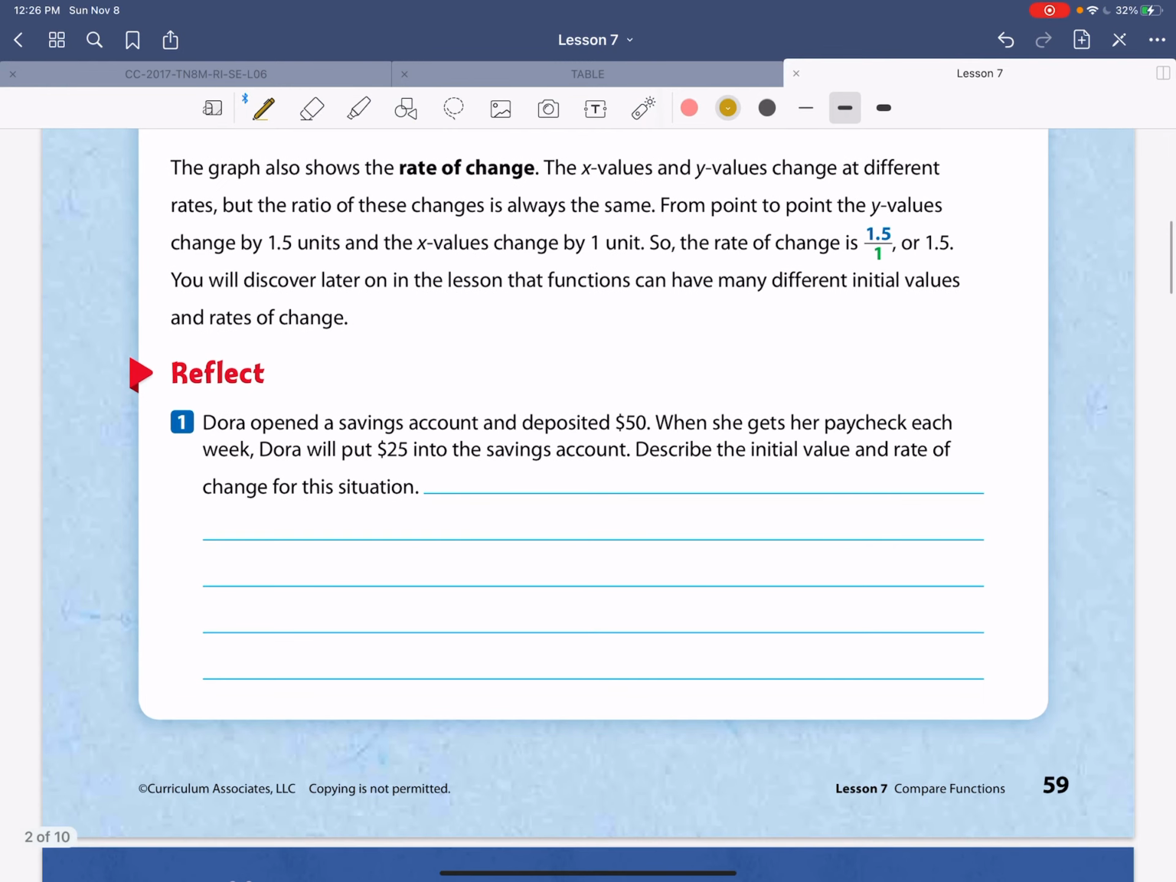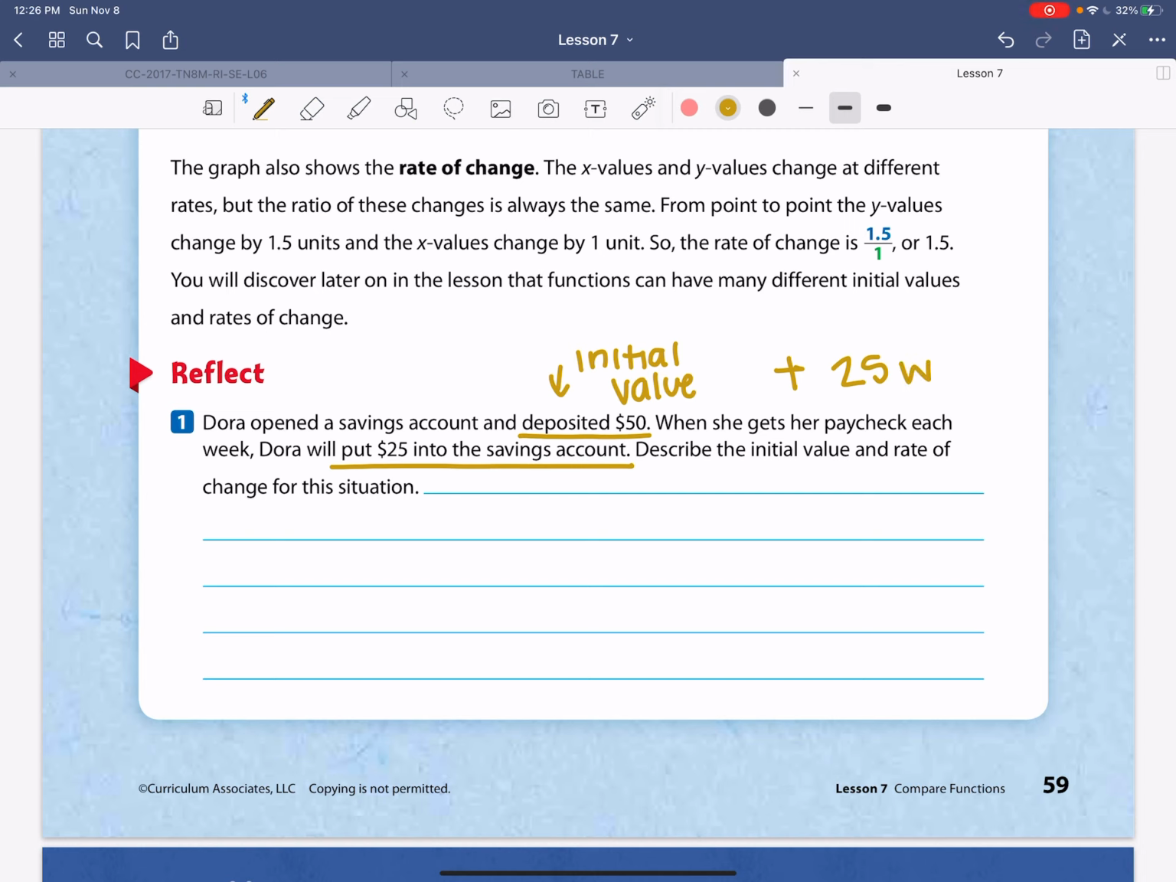All right, and then the reflect question. Dora opened a savings account and deposited $50. So as soon as she opened the account, she deposited $50. So $50 needs to be her initial value. Starting output, right? So when she gets her paycheck each week, Dora will put $25 into the savings account. So she's going to put $25 into the savings account each paycheck or each week. So she'll have her initial value plus her $25 per week.